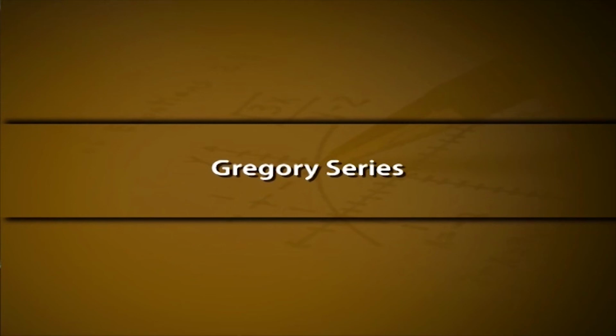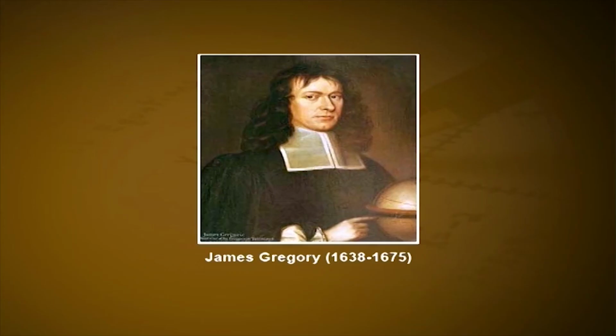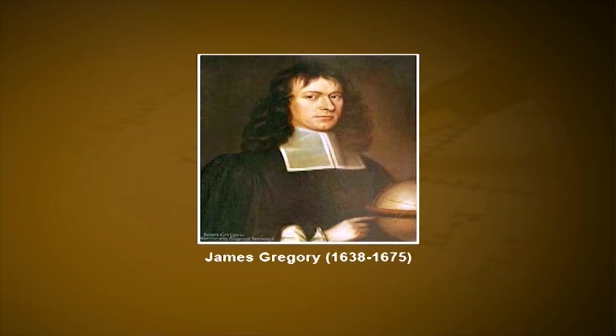Gregory series. In 1671, James Gregory, a Scottish mathematician and astronomer, developed the following series for tan inverse x. It is also known as the pi formula. He described an early practical design for the reflecting telescope, the Gregorian telescope, and made advances in trigonometry, discovering infinite series representations for several trigonometric functions. He pointed out that the area under the curve y is equal to 1 by 1 plus x square between 0 and x was tan inverse x.